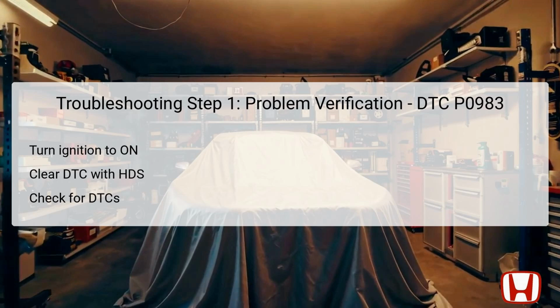After clearing, start the engine and shift into neutral while pressing the brake pedal, maintaining this position for at least 1 second. Finally, check for any pending or confirmed DTCs with the HDS. If DTC P0983 is indicated upon this check, the failure is replicated, which serves as a confirmation to continue to the next troubleshooting step.